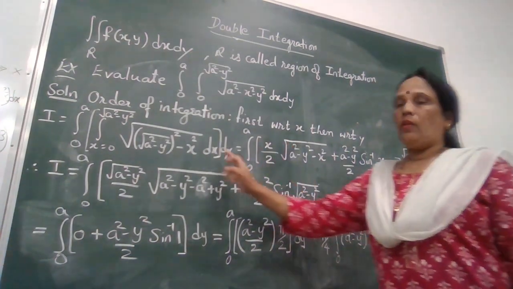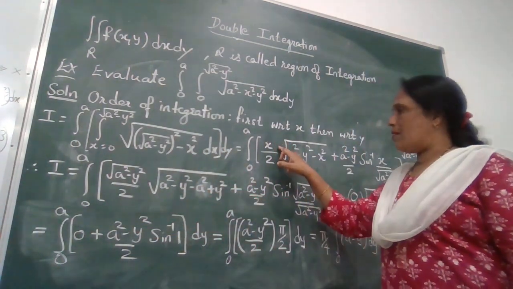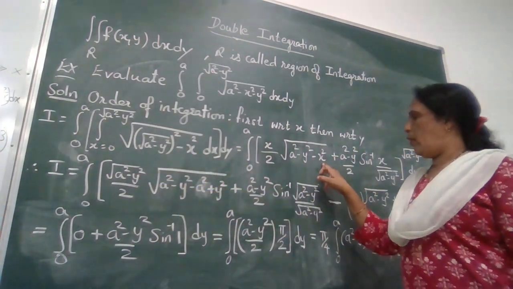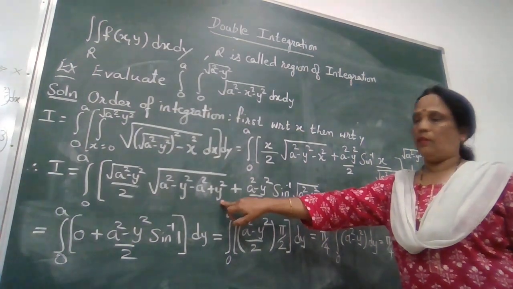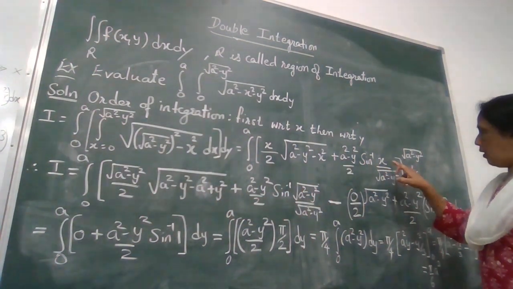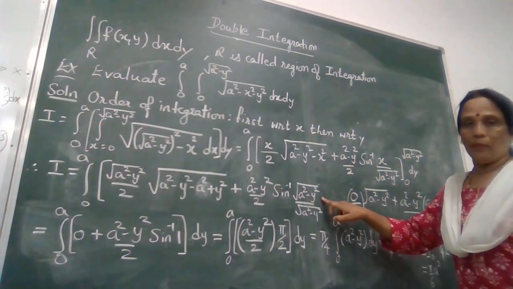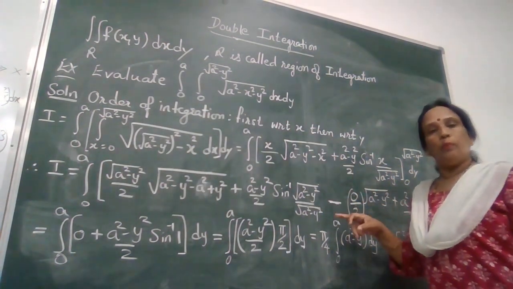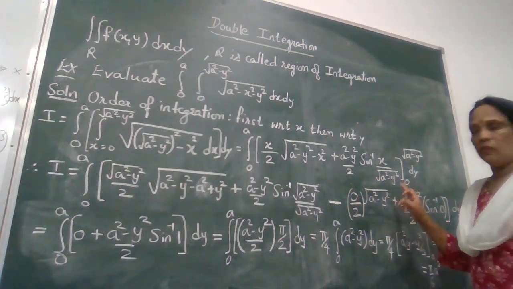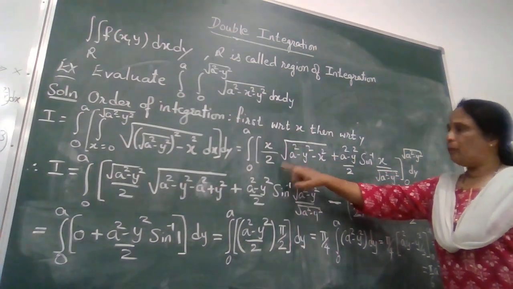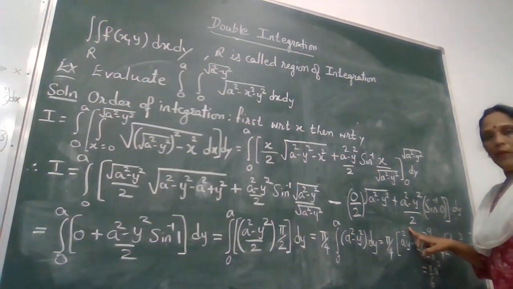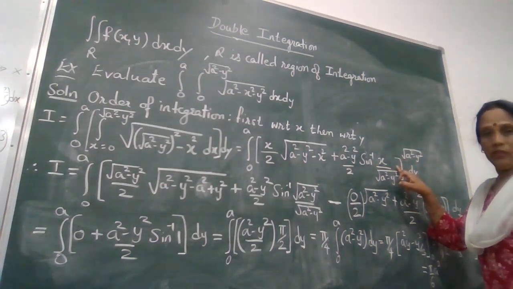So here we put the upper limit first. That is, we replace x by root of a square minus y square. Here also x square is replaced and we get this result. And plus a square minus y square by 2 sine inverse. Again here we replace x by root of a square minus y square. After that, to put the lower limit, we first put minus sign and replace x by 0. So we get here 0 by 2. Here also we put 0 and plus a square minus y square by 2 sine inverse 0.